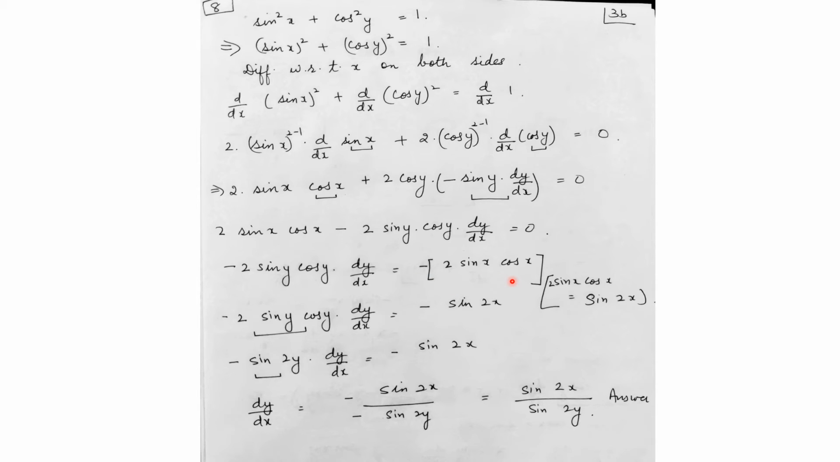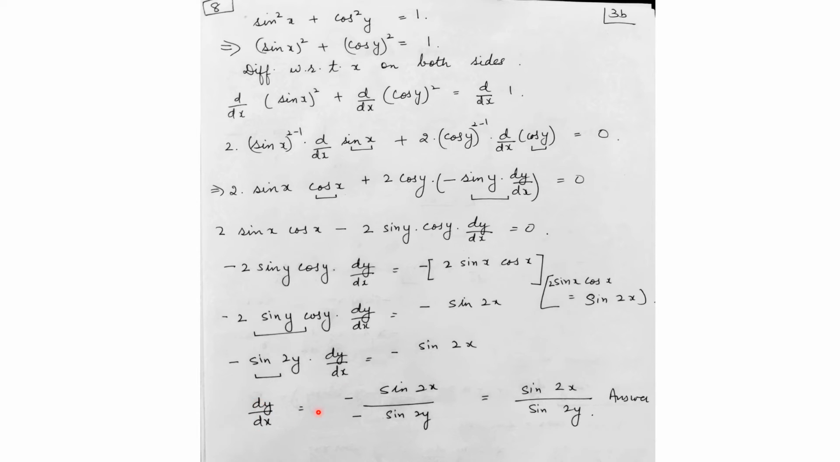Now another formula we will be using. We know that 2 sin x cos x is equal to sin 2x. Okay. So here, instead of writing 2 sin x cos x, I will write minus sin 2x. Okay. Now here also you will be using the same formula, 2 sin y cos y. According to this formula, you will get sin 2y. So here also I am applying this formula only. I will write minus sin 2y into dy by dx is equal to minus sin 2x.